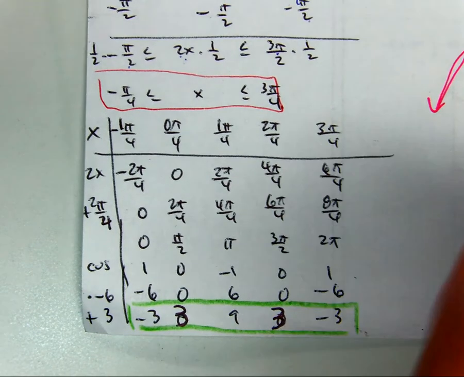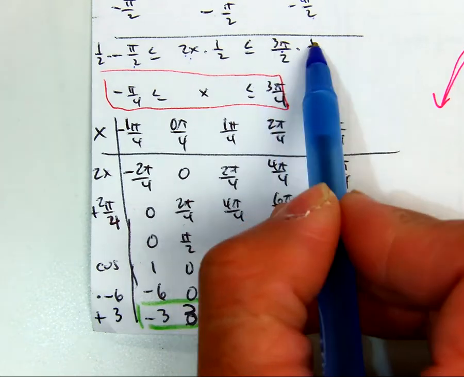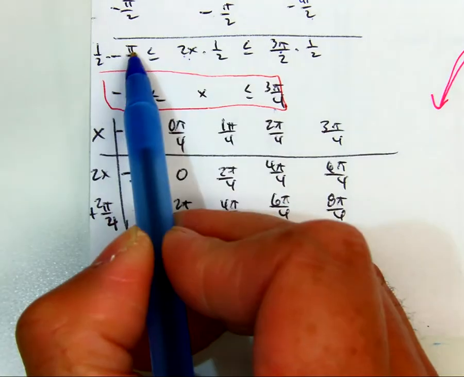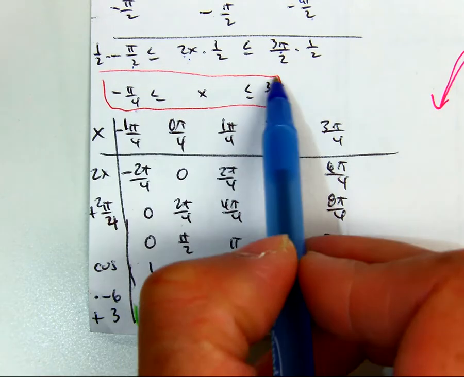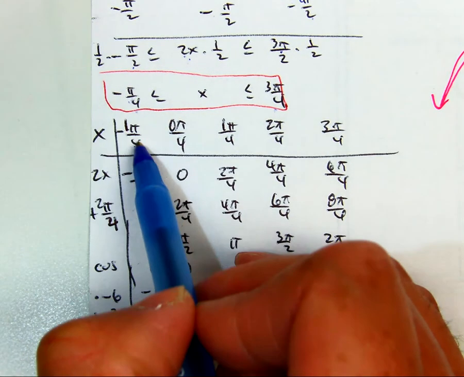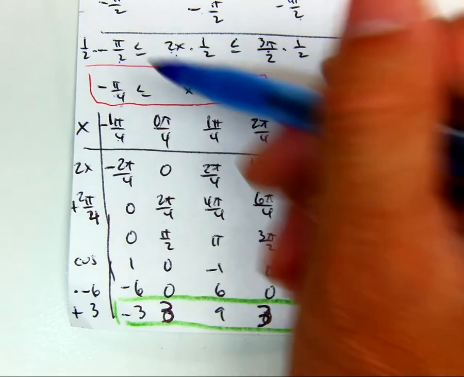And if you multiply by 1/2, you get 3 pi over 4 and negative pi over 4. So the graph is going to start at negative pi over 4 and end at 3 pi over 4. Those are my values right here. I'm starting on my table. Okay, so I have negative pi over 4 and 3 pi over 4.